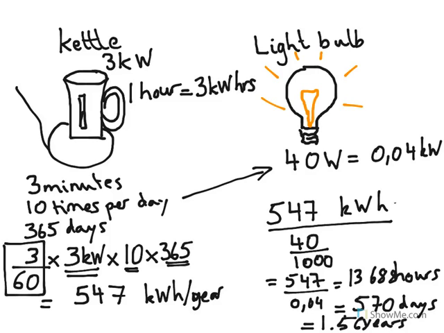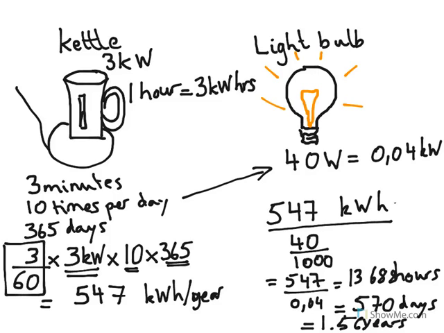1.56 years. So instead of boiling our kettle to make cups of coffee for 3 minutes, 10 times a day, 365 days a year, we could actually have a 40-watt light bulb lit for 1.5 years, 24 hours a day. And that's what it would be equivalent to.